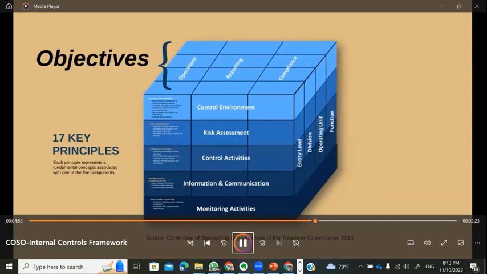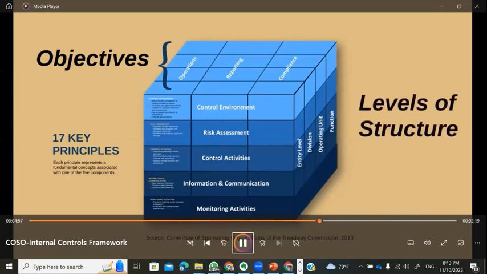The organization's levels of structure are represented in the 3rd dimension, allowing you to consider internal controls from individual, divisional, or operating units and/or functional levels. We know that organizational structures will vary across different types of organizations and agencies. The key takeaway here is that building and maintaining strong internal controls is a shared responsibility that cuts across all levels of an organization.